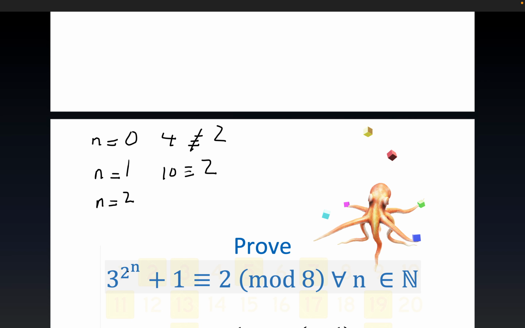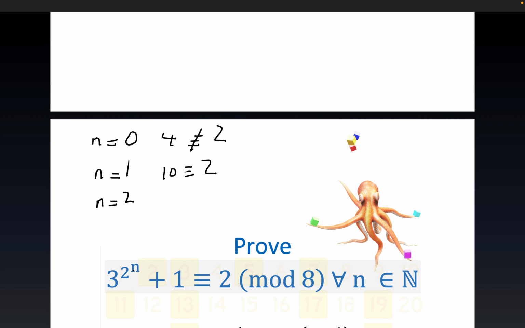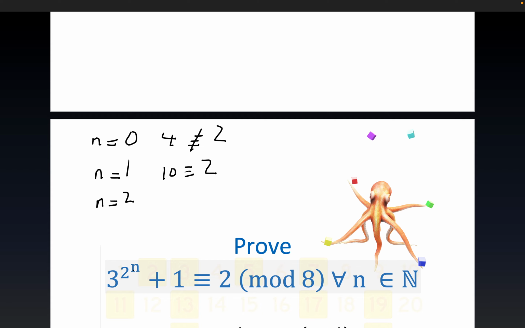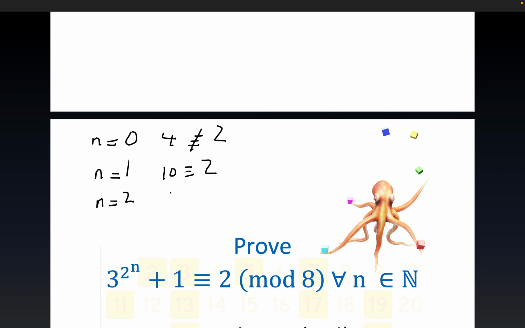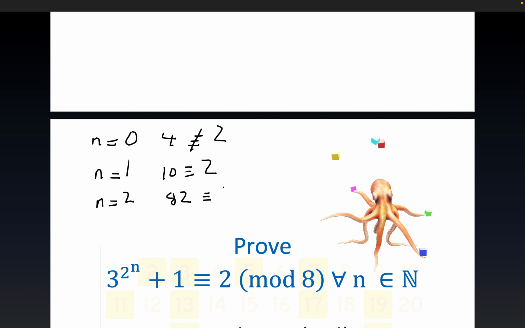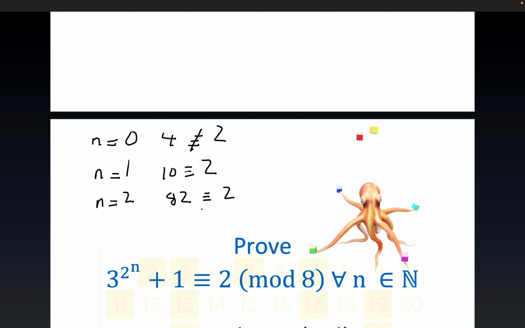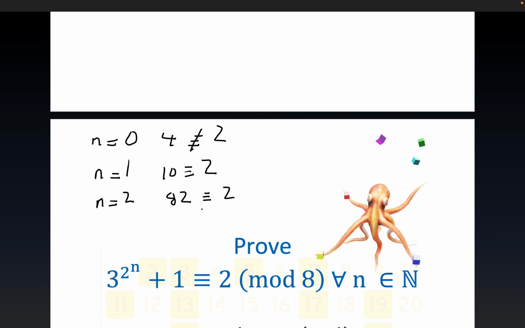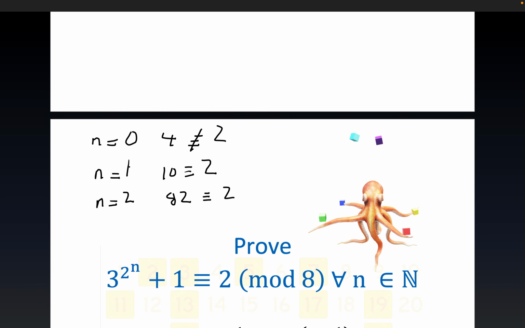So this would be 3 to the 4th power. 2 squared is 4. 3 to the 4th is 81 plus 1. So this would give 82 is congruent to 2. Because again, the difference between these two numbers is a multiple of 8, namely 10 times 8. Okay. So it does work for cases n equals 1, n equals 2, okay? Let's try to prove it for all, okay?